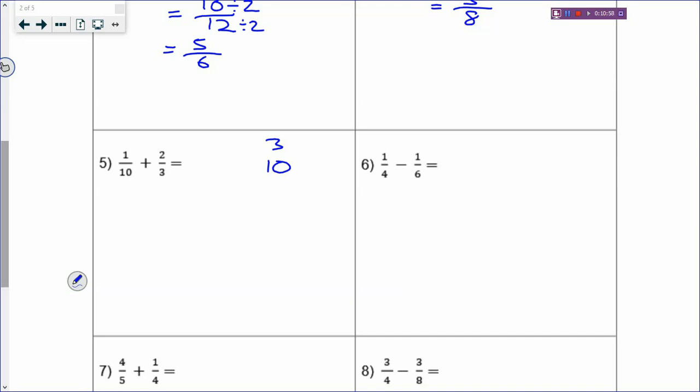Alright, so you look at the multiples of 10. 10, what's the next multiple? 20. Can 20 divide by 3? Cannot. Then go to the next multiple. Can 30 divide by 3? Can. So which means that 30 is a common multiple of 3 and 10.